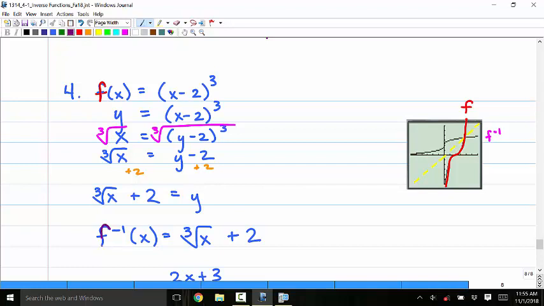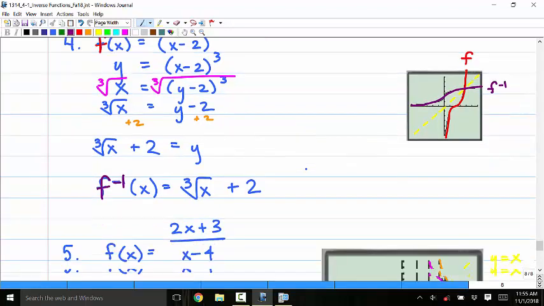On my graph, f inverse is right here. It looks like the cubed root function, but it's been shifted which way? Up 2. Questions? If I give you f, could you go find f inverse?